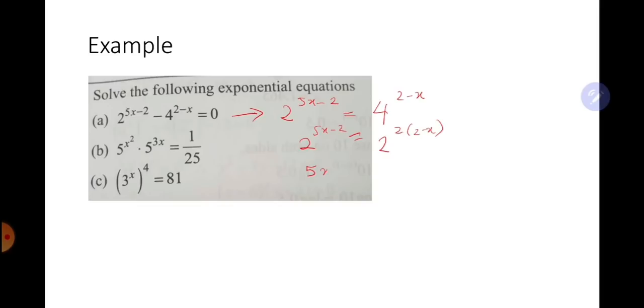So on your left hand side you ada 5x minus 2, on your right hand side you have 2 minus x. Okay, so this is 4 minus 2x, 5x minus 2. So you akan dapat 7x equals to 7. So x equals to 1.